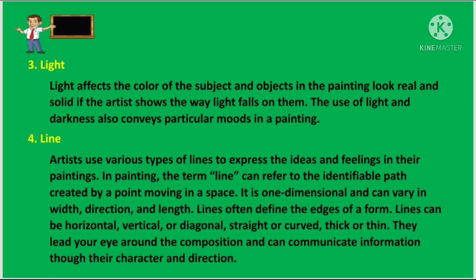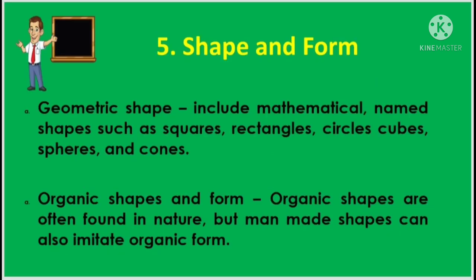So let's proceed to shape and form. Geometric shapes include mathematically named shapes such as squares, rectangles, circles, cubes, spheres, and cones. Organic shapes and forms: organic shapes are often found in nature, but man-made shapes can also imitate organic form.